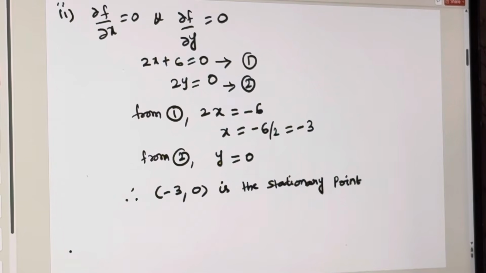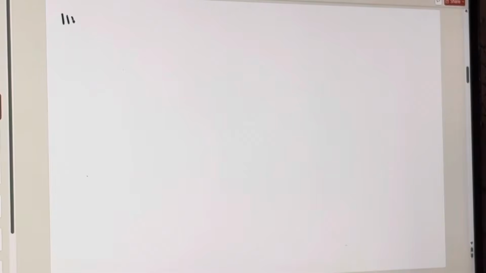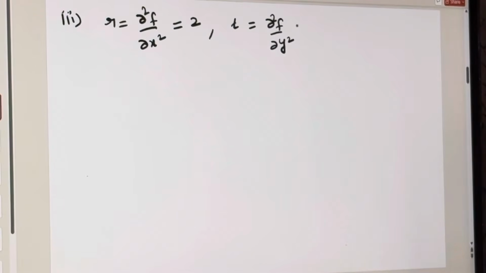Okay, now what is the third step? You have to check the condition RT minus S square is greater than 0 or not. Okay. So what is R students? R का formula क्या देखा है हमने? ∂²f/∂x² is nothing but your R. Value क्या मिला है? ∂²f/∂x² का value आया है 2. Similarly, what is the value of T? T is nothing but ∂²f/∂y². This is nothing but, what is the value of T we got? It is 2. Similarly, what is your S? S is nothing but ∂²f/∂x∂y. ∂²f/∂x∂y का value कितना मिला है हमें? It is nothing but 0.